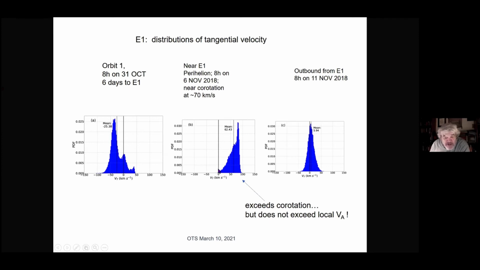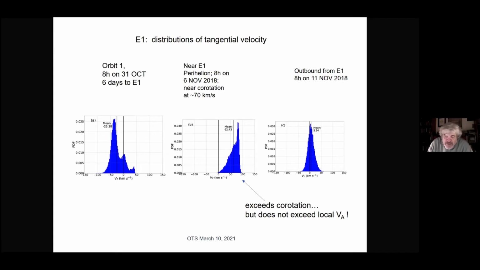When you get very close to perihelion here, in an 8-hour period around perihelion, you see that the tangential velocity is strongly skewed towards the positive tangential direction. And then on the way out again, it's more or less balanced. Now, the fact that you have this skewed velocity distribution is very likely due to the fact that some of the magnetic flux tubes have remained strong enough that they can still co-rotate with the sun.